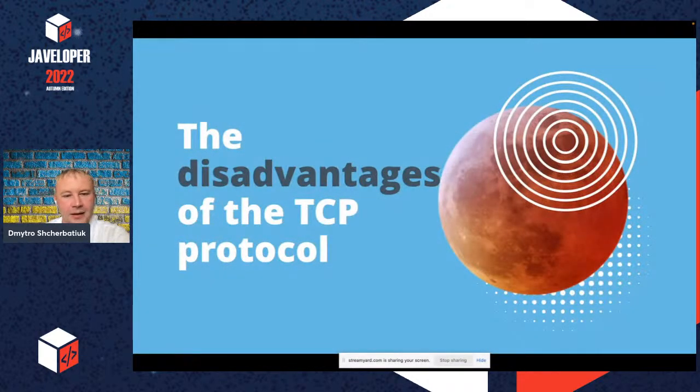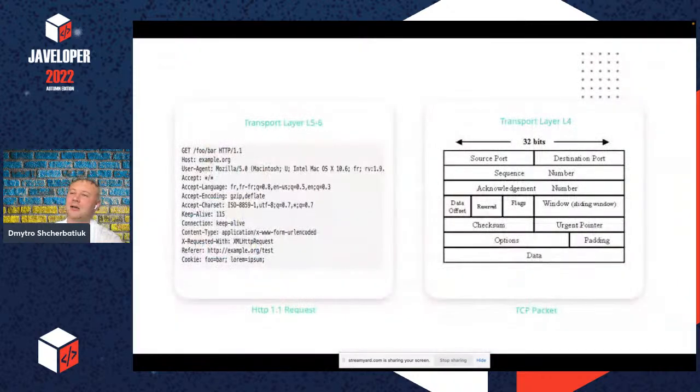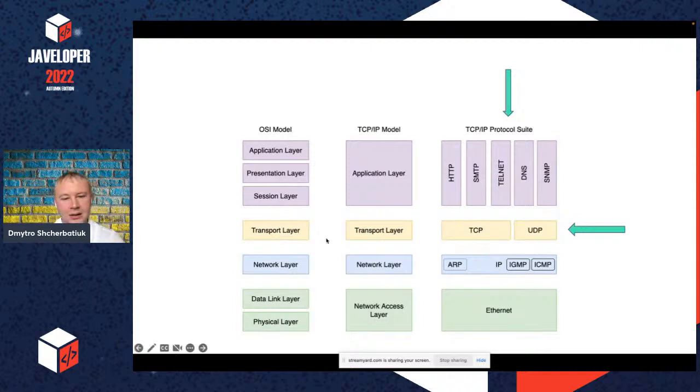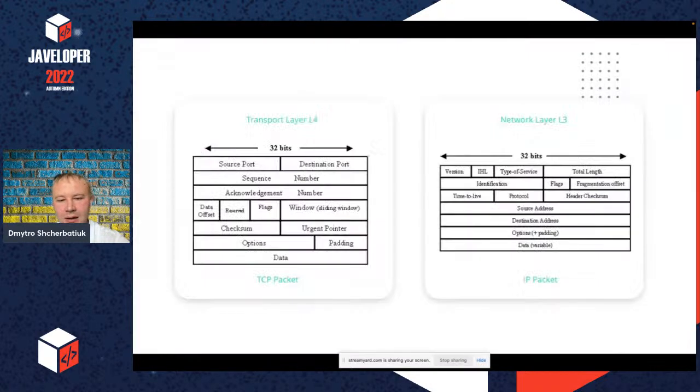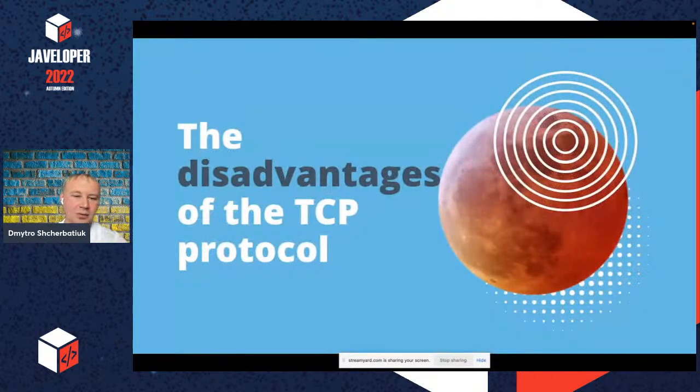So, which disadvantages? Today I would say more about TCP, because Java can work only on TCP, only on the transport layer. Go back to our layers. Java can access the transport layer. Java cannot access the network layer. If we need to access the network layer, we need to choose another language like C or Rust or something like this. Now, the disadvantages of the TCP protocol.